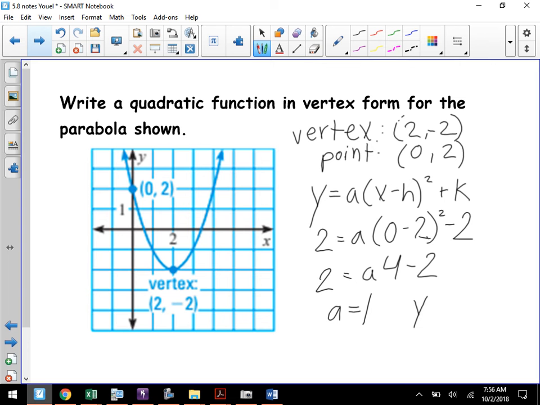So Y is equal to 1. Do I have to write the 1, or is it okay if I just leave it nothing there? Yep, you can either write the 1 in the A spot if you like to, or you can leave it blank. It still means there's a 1 there. So then it's X minus H, which is 0. So again, you wouldn't have to write the 0 there either. You could just do that plus negative 2. H is 2.